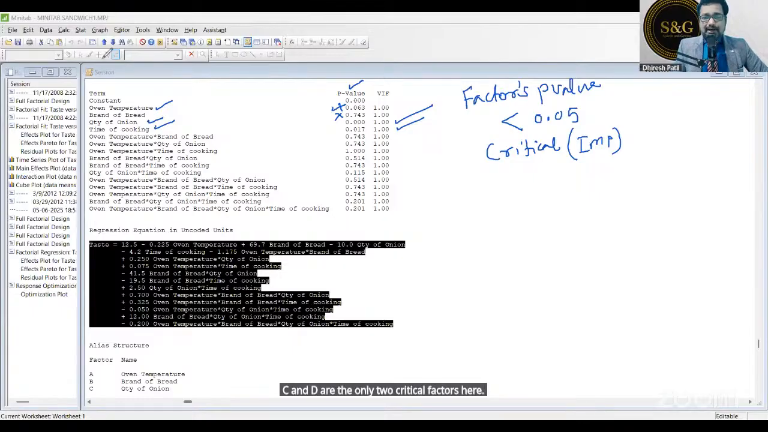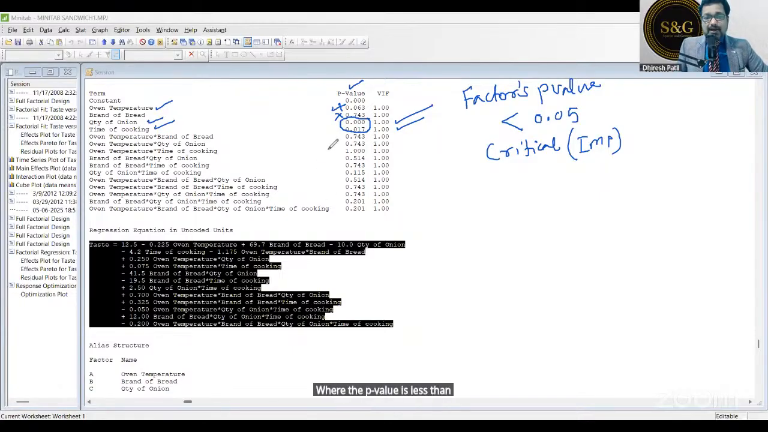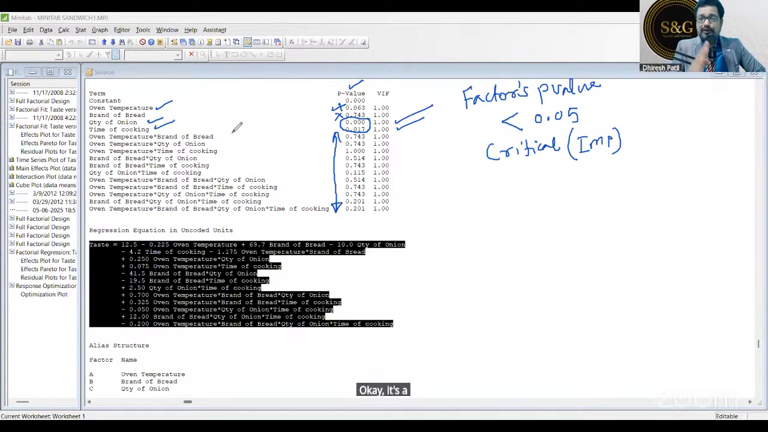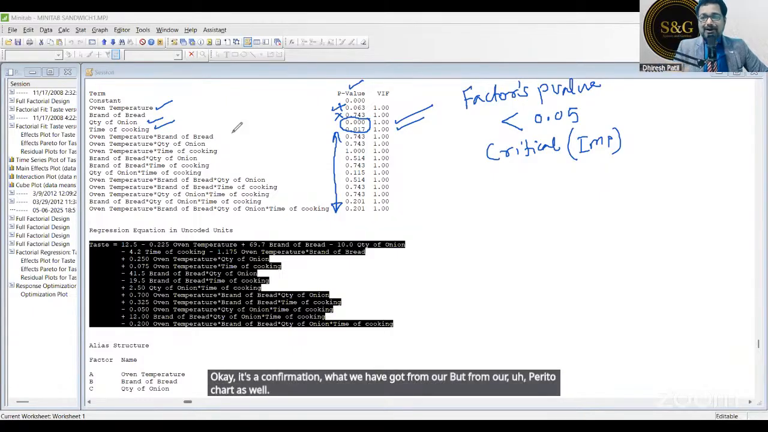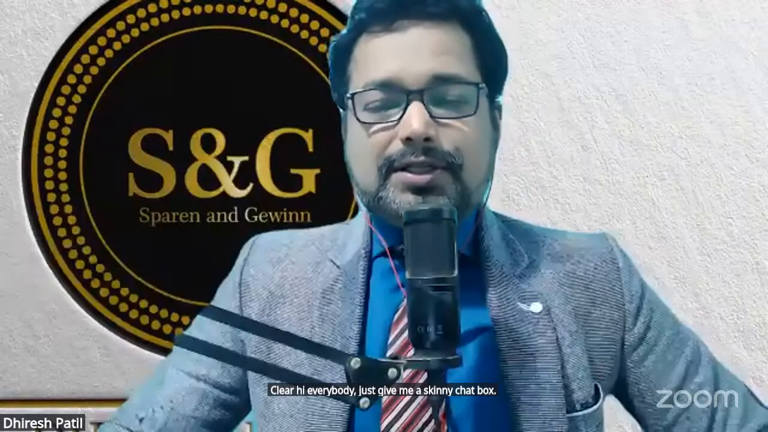If you observe all the factors, these are the only two critical factors, where the p value is less than 0.05. Remaining all the factors have greater than 0.05, so these are non-significant factors. It's a confirmation of what we have got from our Pareto chart as well, and from our normal probability plot as well, right? So the p value is also confirming the same thing. Is it clear, everybody? Just give me yes in the chat box. Just for your information.